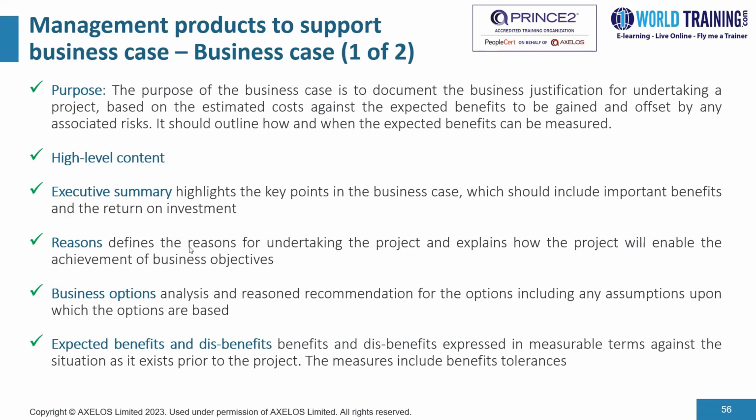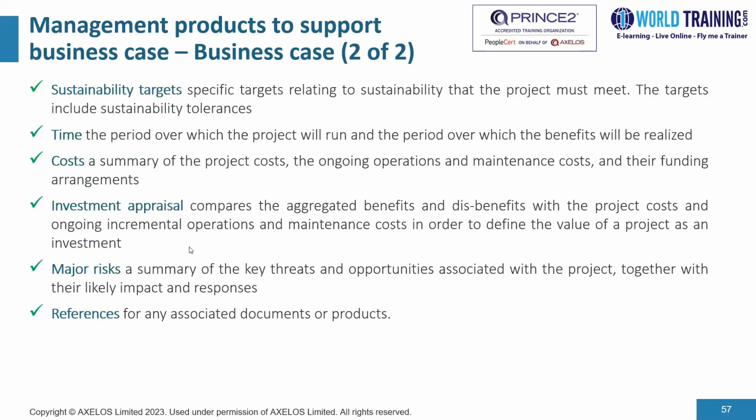Some additional components that would go into a business case would include sustainability targets, specific targets relating to sustainability that the project must meet. The targets include sustainability tolerances. Time, the period over which the project is going to run, and the period over which the benefits are going to be realized. It would include a section on costs, a summary of the project costs, the ongoing costs and the maintenance costs and their funding arrangements.